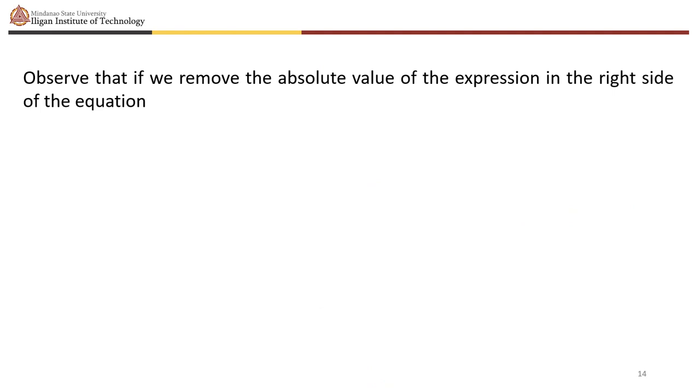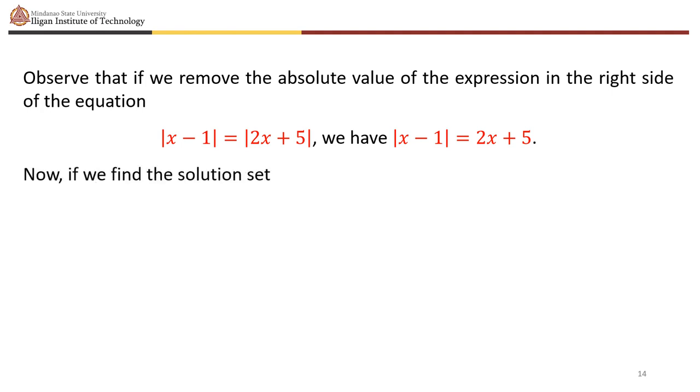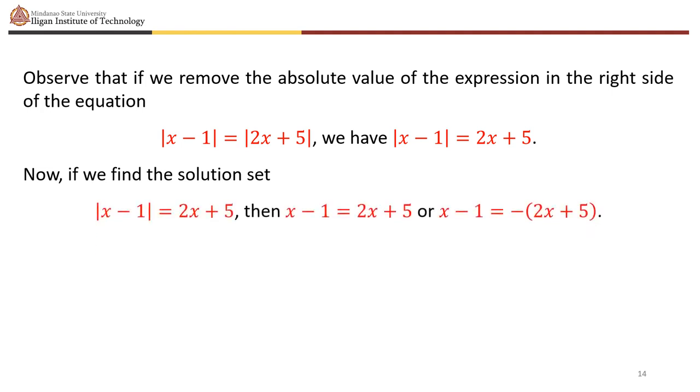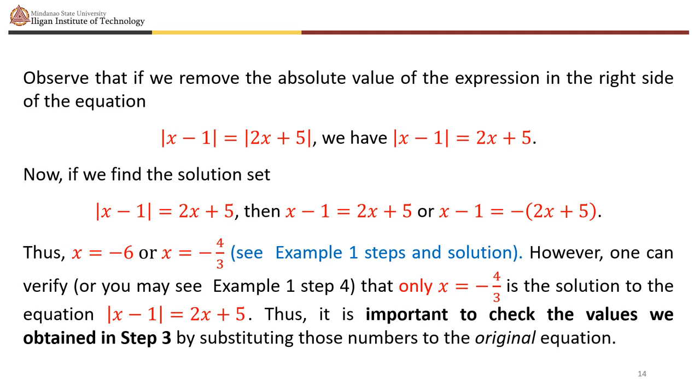Observe that if we remove the absolute value of the expression in the right side of the equation, absolute value of x minus 1 equals 2x, absolute value of 2x plus 5, we have absolute value of x minus 1 equals 2x plus 5. Now, if we find the solution set, absolute value of x minus 1 equals 2x plus 5, then x minus 1 equals 2x plus 5, or x minus 1 equals the negative of the quantity 2x plus 5. Thus, x equals negative 6 or x equals negative 4 over 3.